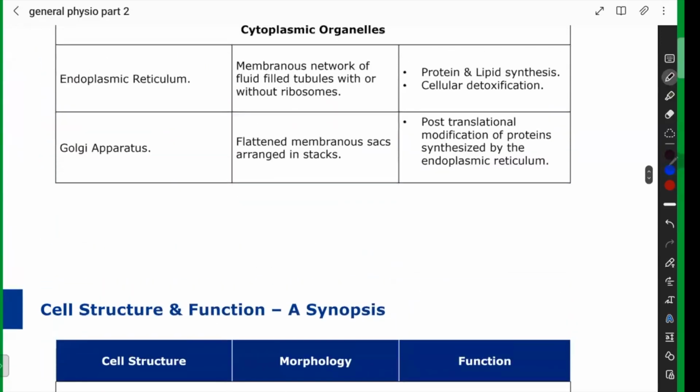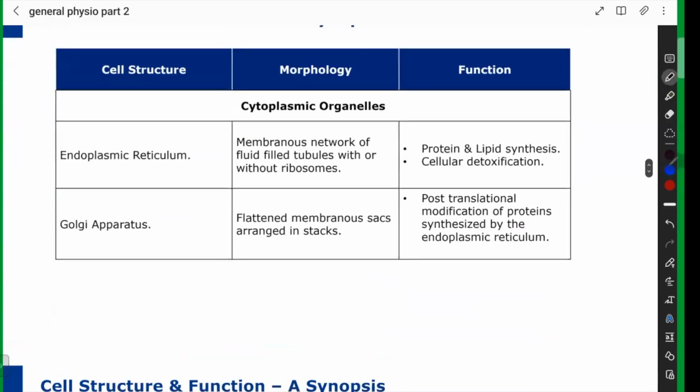Next, you have the very important structure, the endoplasmic reticulum. You know that the endoplasmic reticulum is of two types, smooth endoplasmic reticulum and rough endoplasmic reticulum. Rough endoplasmic reticulum is called granular because it is going to be studded with ribosomes. They are involved in the synthesis of proteins and folding of proteins. So who is going to do this folding of protein? It is done by chaperones, or you call them heat shock proteins.